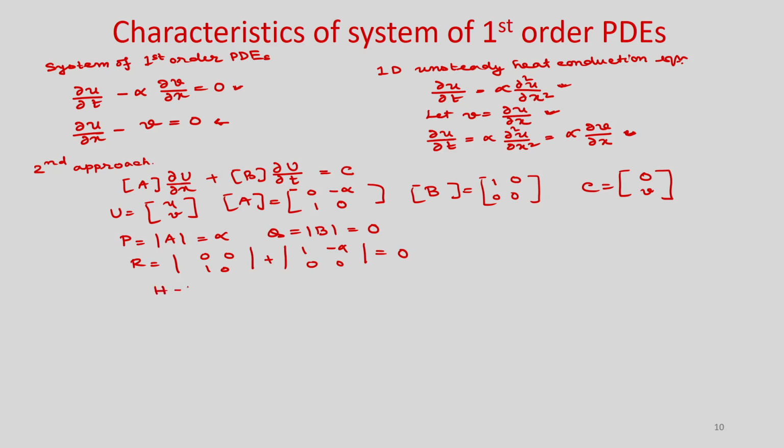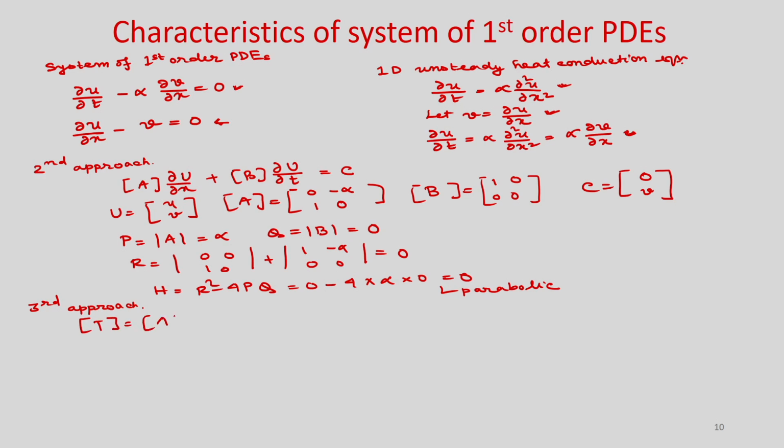And R will be the sum of the two determinants, which will be 0. So, H will be R² − 4PQ. R is 0, and minus 4 into α into 0, so that means H is 0. If H is 0, then obviously the set of equations is parabolic in nature. Similarly, if you use the third approach, you find the determinant of T.